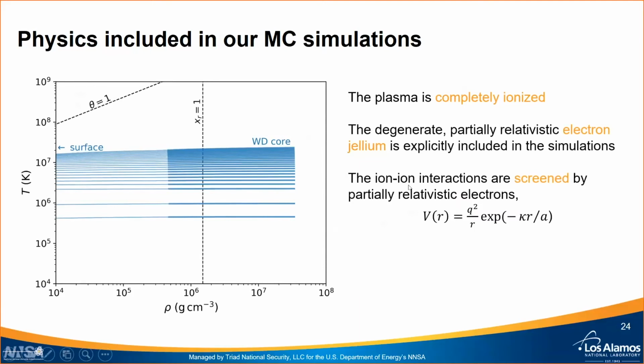The ion-ion interactions are computed through a Yukawa potential, so it's screened by the partially relativistic electrons. And this screening term here, this kappa, is recomputed during the simulation because it depends on the electronic density, which changes because our simulation box can shrink or expand, and also because of the identity changes of the ions.